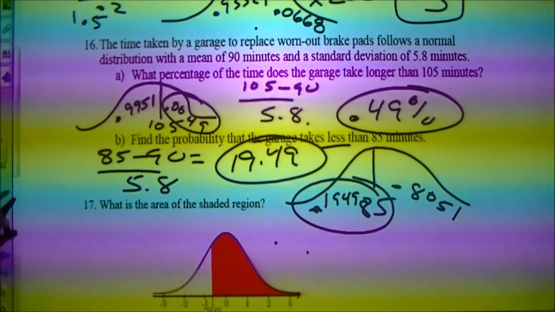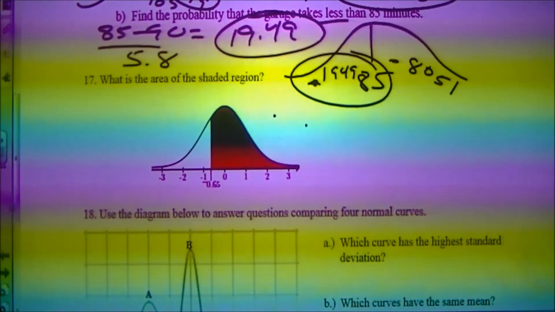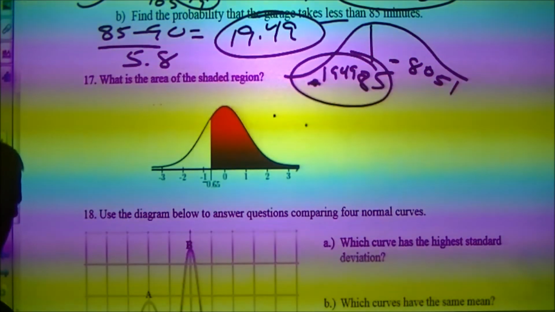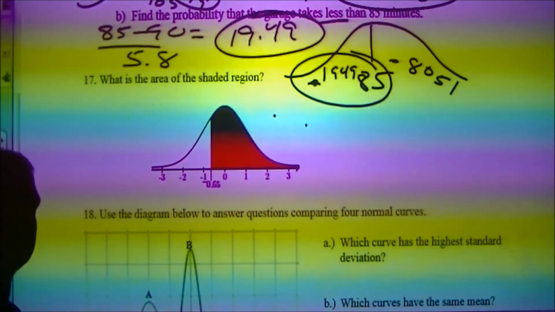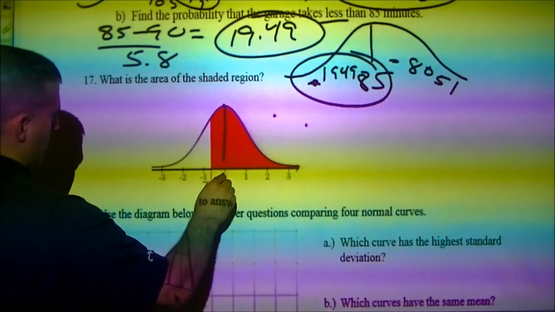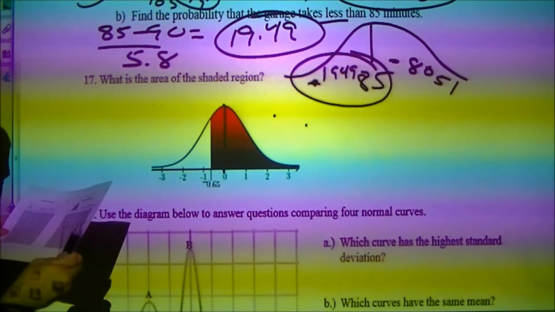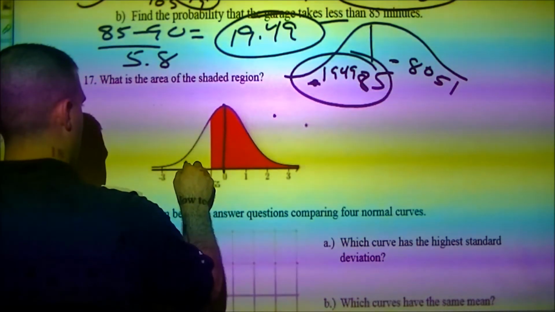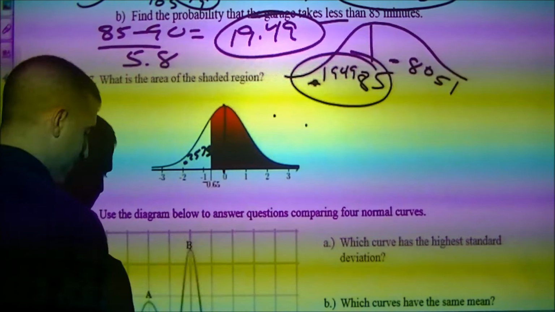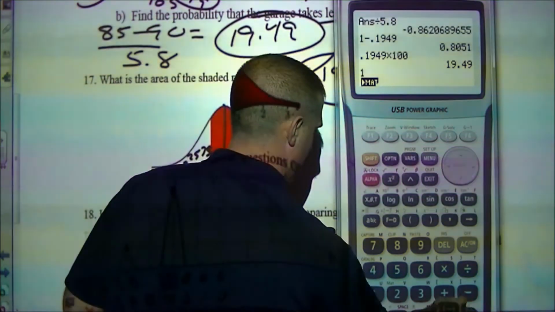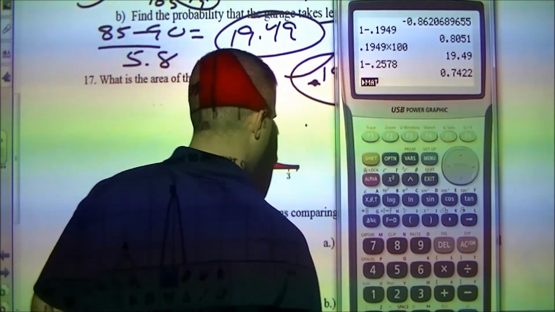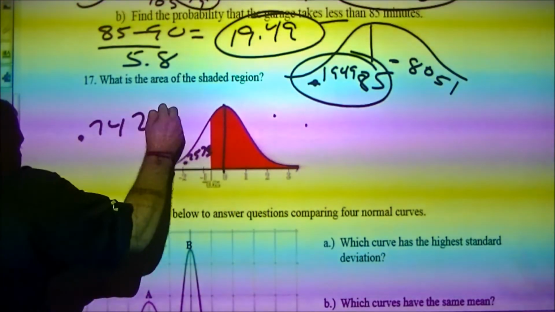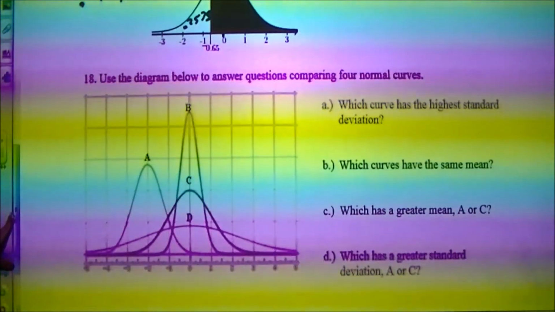What is the area of the shaded region? If that's at negative 0.65, I'm going to guess here's the mean. The z-score is negative 0.665. That's going to be 0.2578 on this side. To figure out the other one, I'm going to do 1 minus 0.2578, and that's going to be 0.7422.